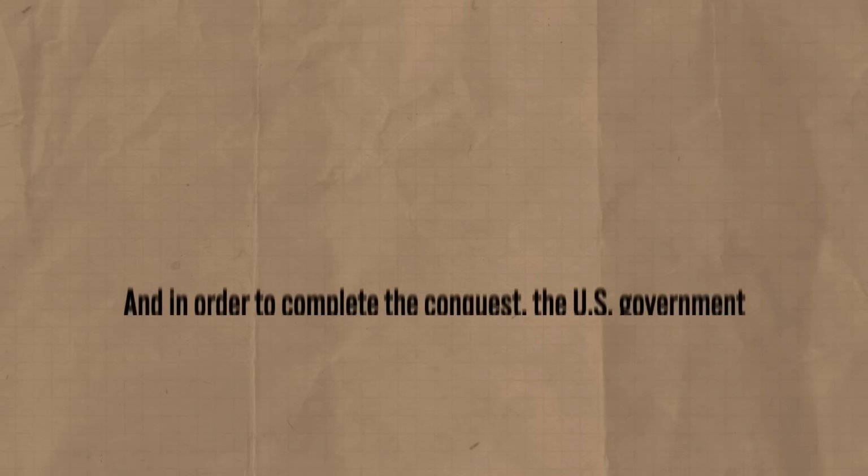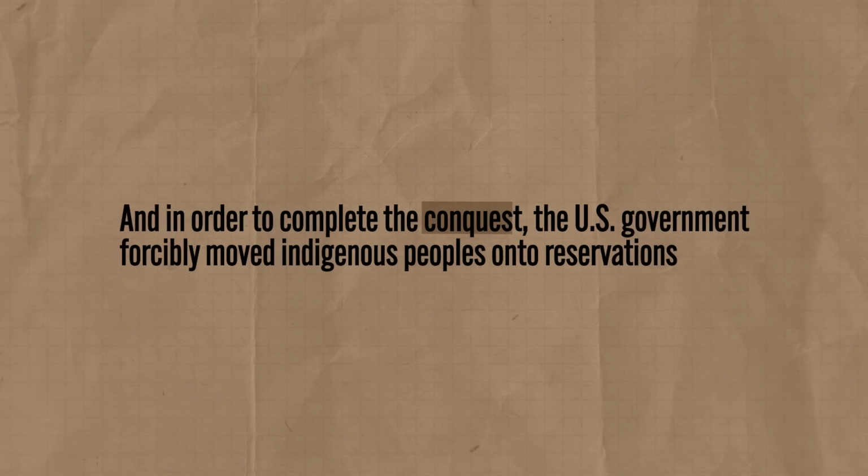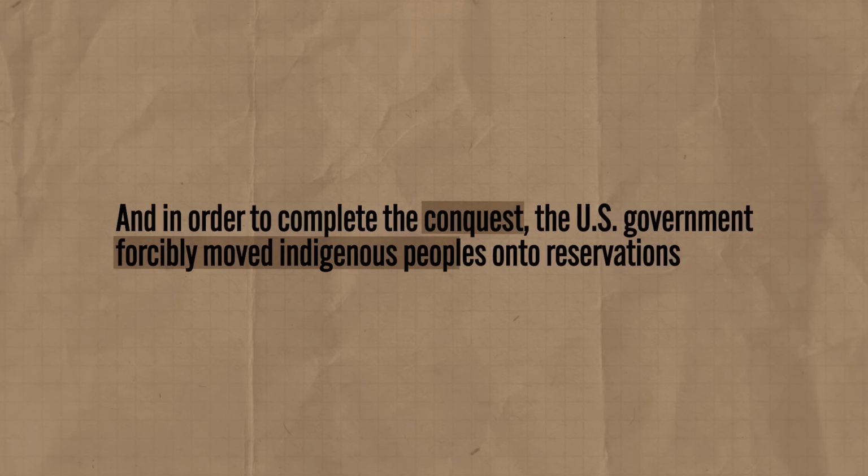And the more Americans moved west to claim that destiny, the more they displaced indigenous peoples who had lived there from time immemorial. And in order to complete the conquest, the US government forcibly moved indigenous people onto reservations. Additionally, they also practiced policies of forcible assimilation with some groups, especially their children, by forcing them into American-style boarding schools where they would be stripped of their culture and Americanized.